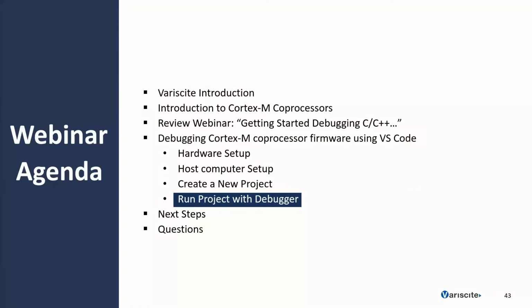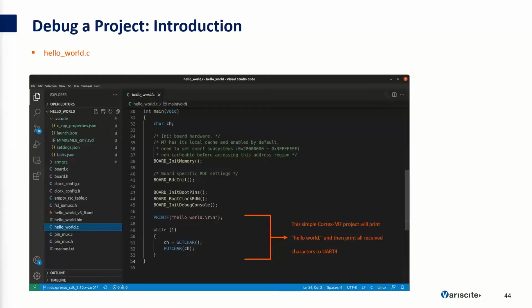All right, next, let's walk through how to run the project using the VS Code debugger. Now that we have our hardware all set up and we created a new project with the necessary VS Code configuration files, we're ready to debug the Hello World project. As you can see here, this is a really simple project. Basically, it just initializes the memory, the clocks, and the UART4 peripheral, and then prints Hello World. And then it enters an infinite loop where it prints all of the characters that it receives. It's a very basic project, but the debugging process is the same for larger and more complex projects.